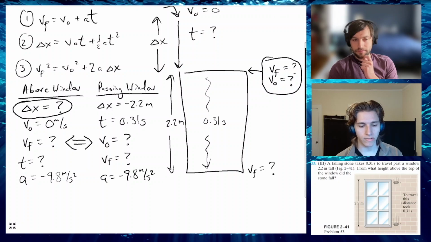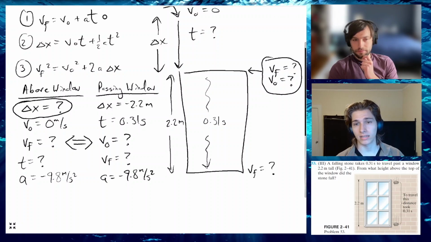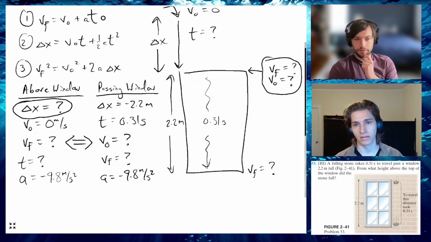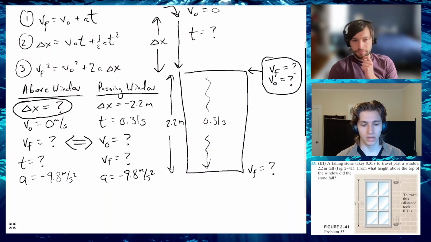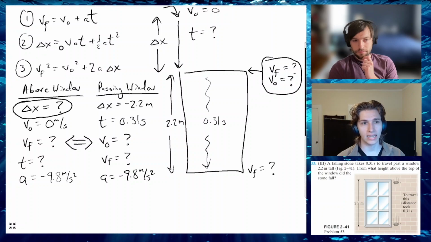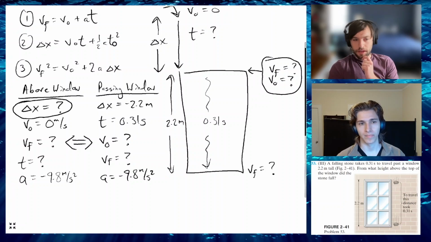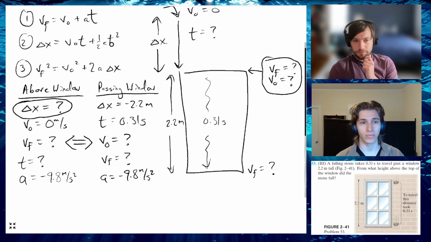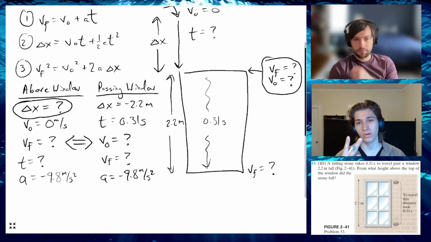So we can't use the first kinematic equation, right? Because it doesn't include delta x. No. The second one's an option. What is missing here? We're missing delta x, of course. Are we missing anything else? We're also missing time. That's a big one. Yeah, so we have two unknowns.